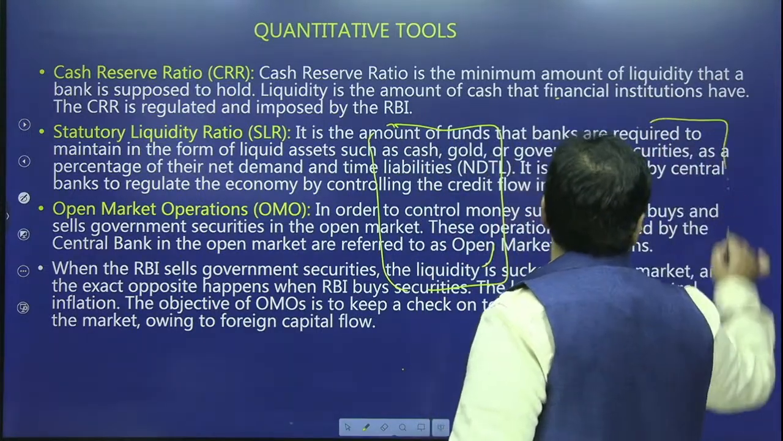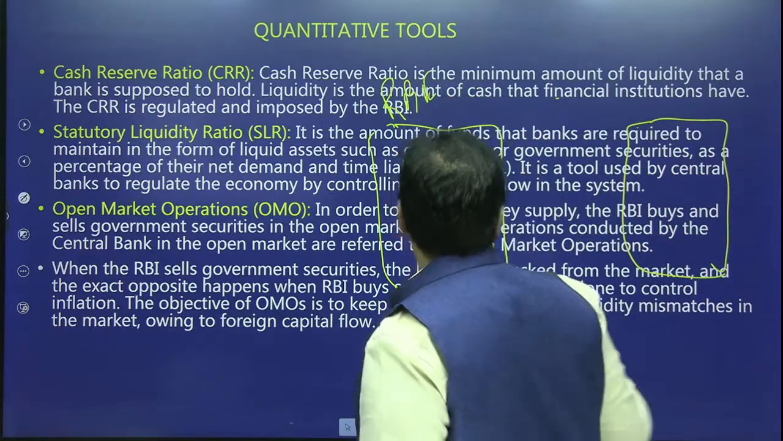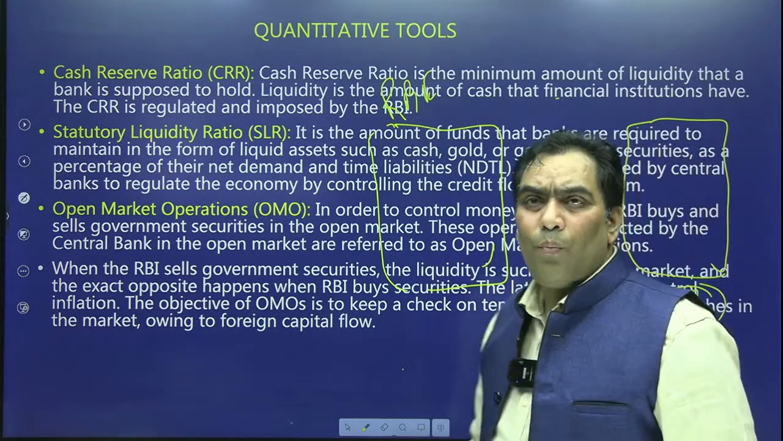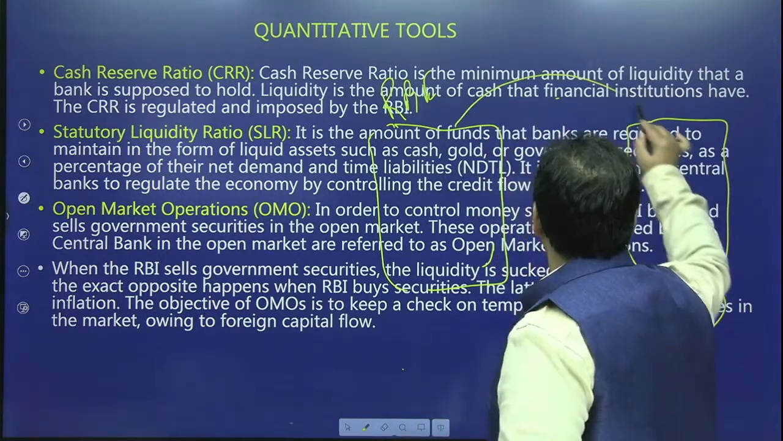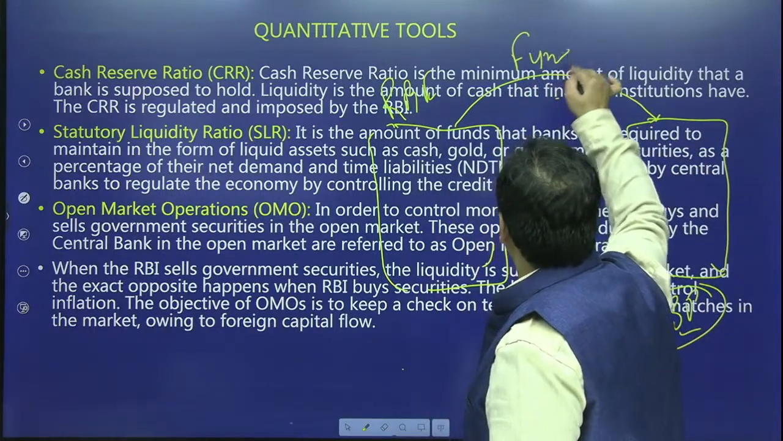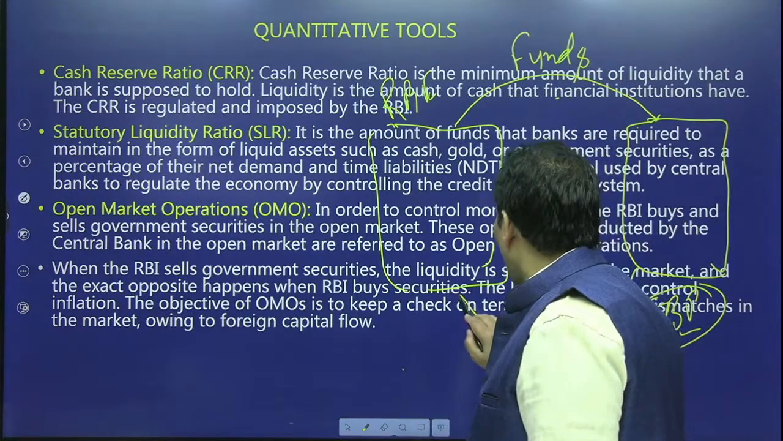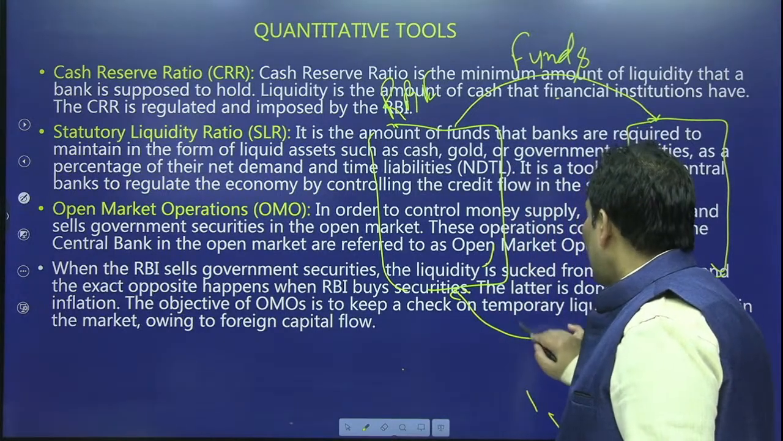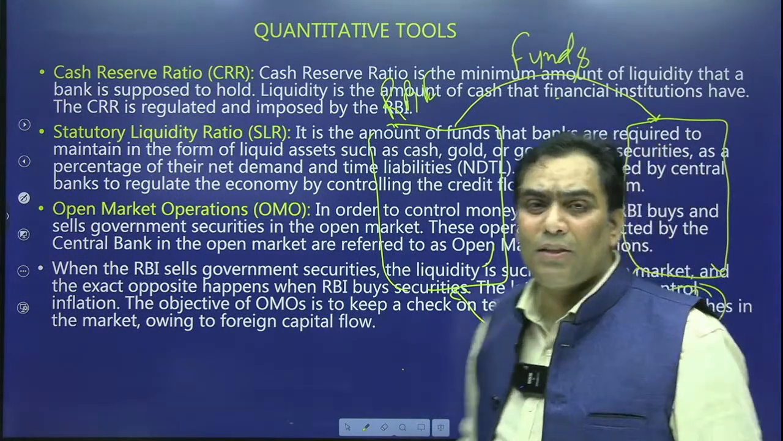This is RBI and this is SBI. So SBI wants to take a loan from RBI. So the funds will transfer from RBI to SBI, and collateral or security will transfer from SBI to RBI. That security may be government security, that security may be private security.